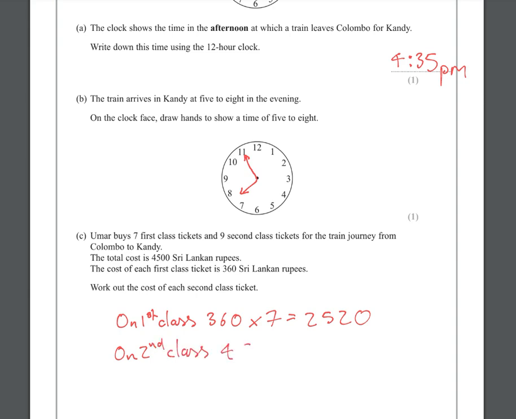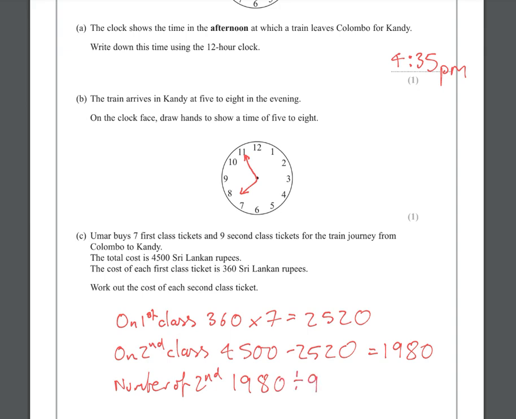So on second class, well, it's 4,500 minus 2,520, which is 1,890. Therefore, the cost of second class is 1,890 divided by how many second class? So there's 9 of them, which is 220 rupees.